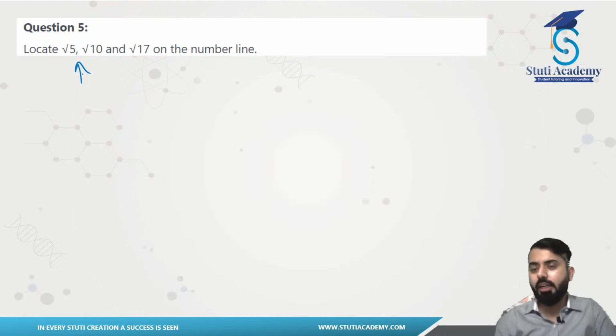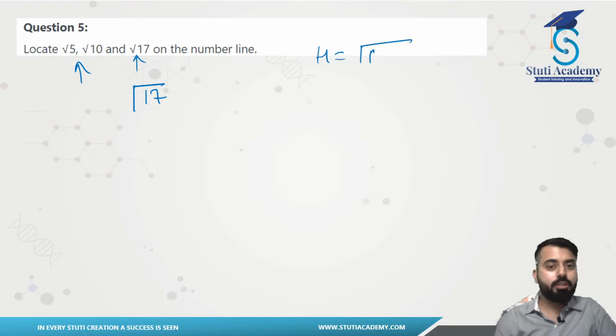So for the sake of argument, I'm going to assume this square root 17. So you guys see, square root 17 is what? For this, firstly, you remember we have to use Pythagoras theorem, right? So h is equal to what? Square root of p square plus b square. So I have to represent root 17 in the form of this.